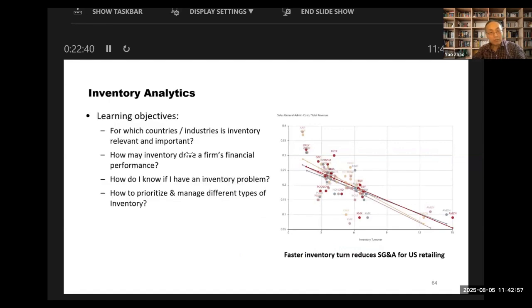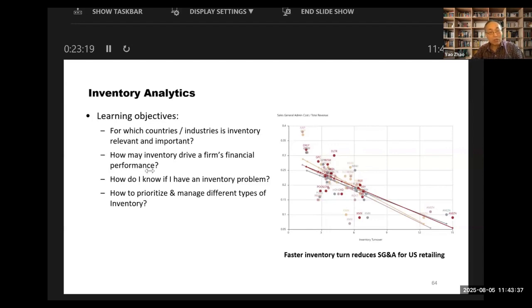So in this module, the learning objective is not really to tell students how to optimize inventories. It's not to teach them the models. It's actually to do the things before solving the problem, that is, to discover the problem, to define the problem. The learning objective is for students to find out for which countries and industries inventory is important and relevant. Remember, this is to reduce and better manage the cost of goods sold. Inventory management can be very effective for some industries, but not for all.